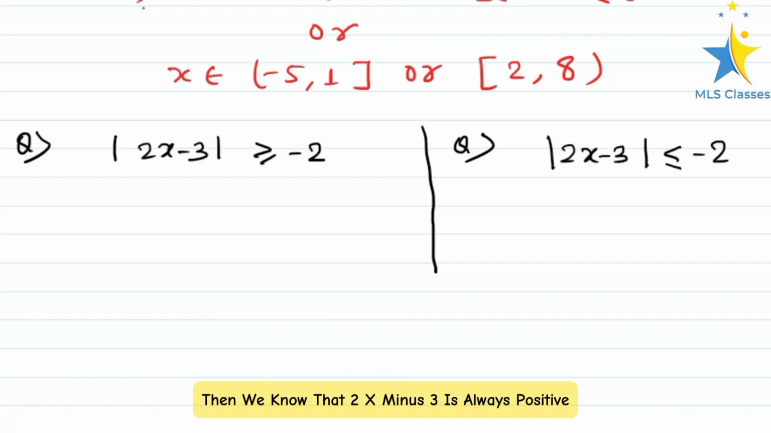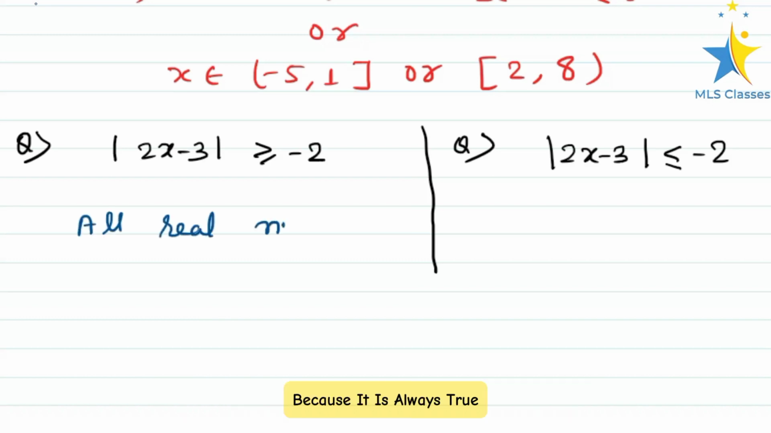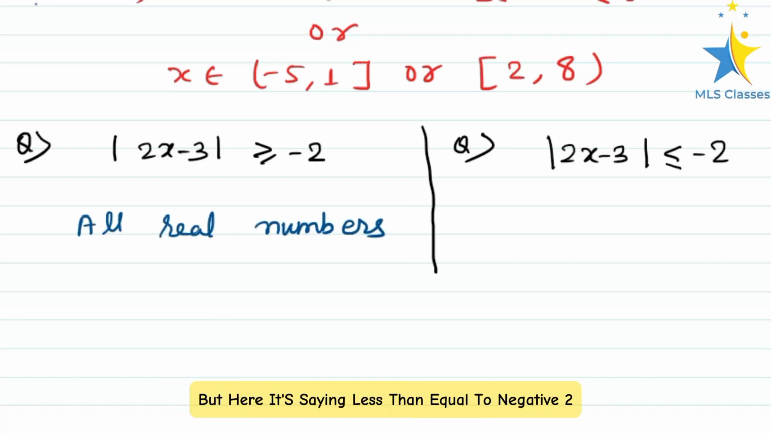Then we know that the result of an absolute value is always positive. That means if it is greater than or equal to negative 2, the solution will be all real numbers, because it is always true. But here it says less than or equal to negative 2, which is not possible because an absolute value can never be negative. So here there will be no solution.